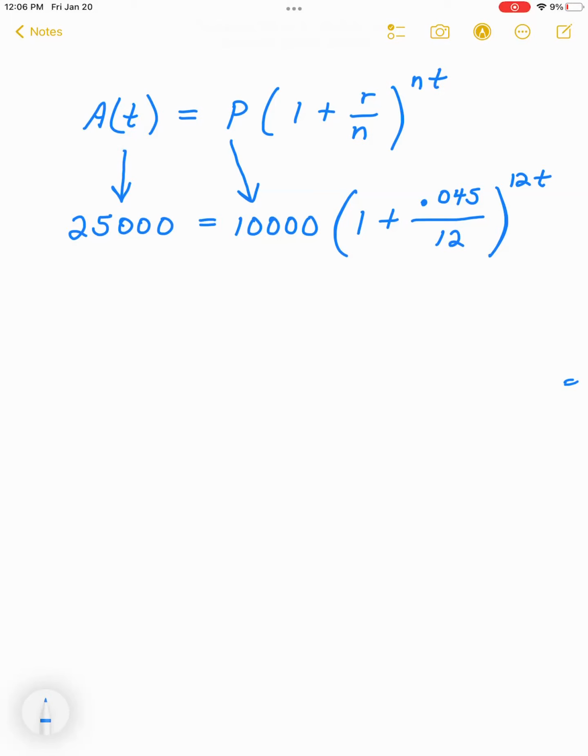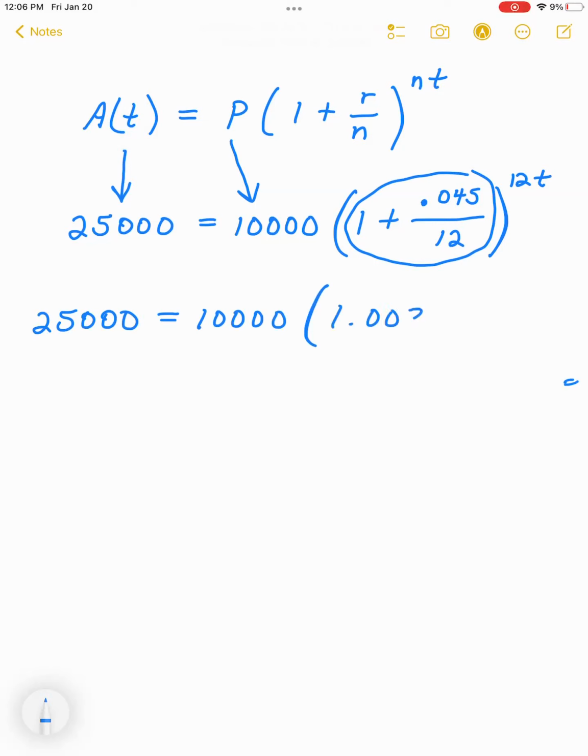In the previous video, we already did this work inside the parentheses. And we found that to be 1.00375. So let me just write that in. So we have 10,000 times 1.00375, and that's raised to the 12 times t power.